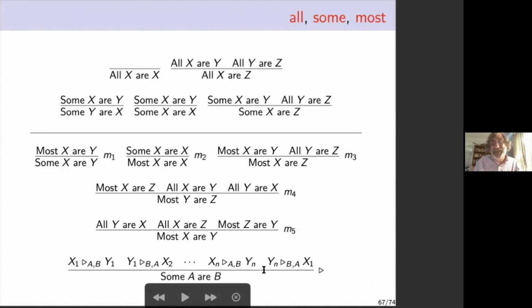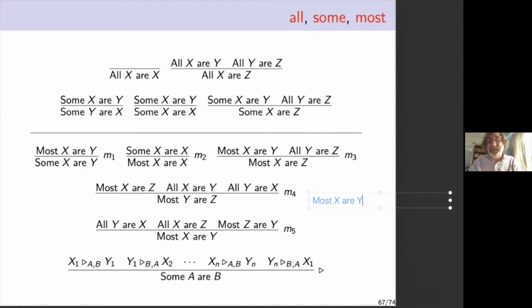And this last one is actually an infinite batch of rules, which the simplest one is if I say most X are Y, most X are Z. What follows from this? Anybody? If I tell you most X are Y and most X are Z, what follows? Some Y are Z. So if more than half of the X's are Y's and more than half of the X's are Z's, it follows that they have to have some overlap. So this is the pigeonhole principle.